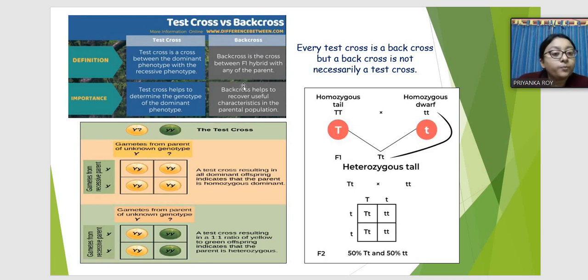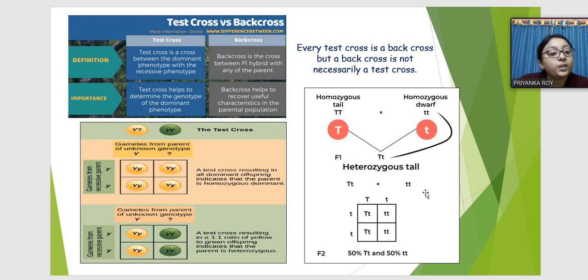Back cross is the cross when the F1 hybrid is bred with either of the parents. So suppose this is the F1 hybrid, like I have already said, if it is homozygous tall, then it is capital T, capital T. If it is homozygous dwarf, then it is small t, small t. So here only one type of gamete will come, capital T. Here only one type will come, small t. Now if these two gametes come together in the next generation, then it will be capital T, small t, all heterozygous tall. 100% heterozygous tall plants will be here.